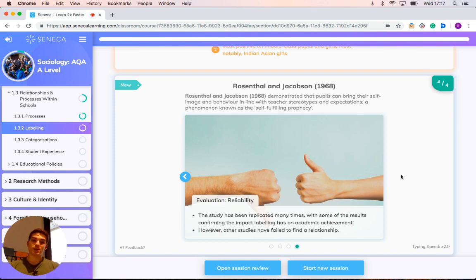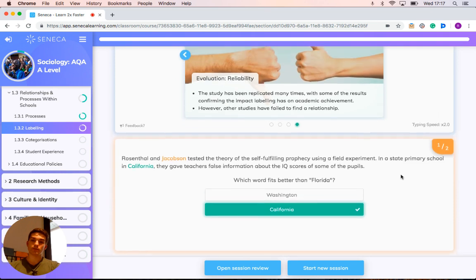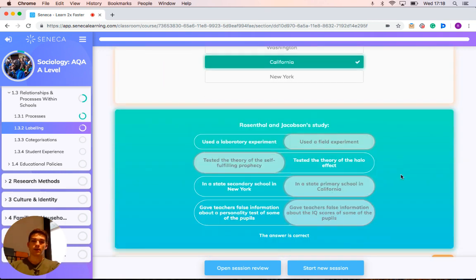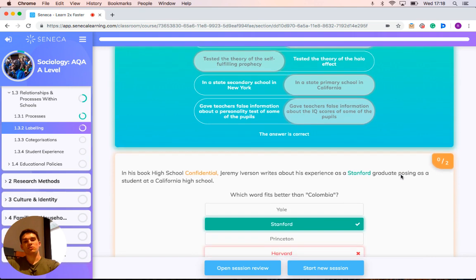The study has been replicated many times, with some of the results confirming the impact labelling has on academic achievement. But there are also some studies that have failed to find a relationship. Remember that Rosenthal and Jacobson tested the theory of the self-fulfilling prophecy using a field experiment, completed in a state primary school in California, where they gave teachers false information about the IQs of some of the pupils.